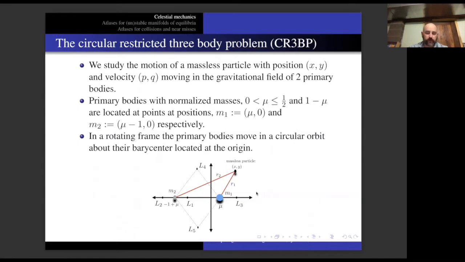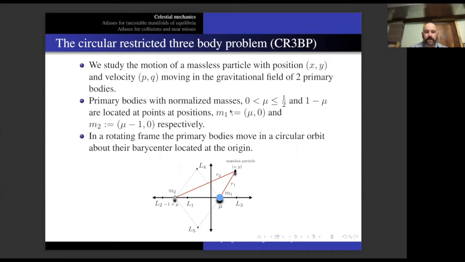When you switch to the right coordinate frame, where you mod out by the rotation, these primaries are now fixed in the appropriate frame of reference. And so now this becomes an autonomous system in 4 dimensions. The massless particle is just the object that's following trajectories in this system. We let X and Y denote its position in this configuration space, and P and Q will denote its velocity coordinates. So we're in the restricted problem: we assume we're restricted to a plane, and we'll have a similar setting for the 4-body problem.